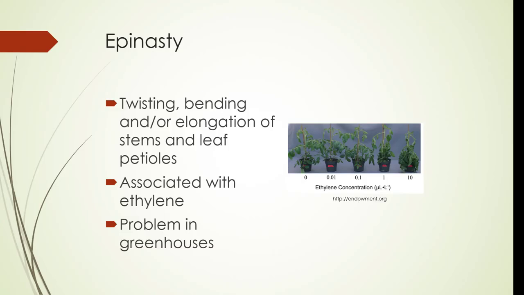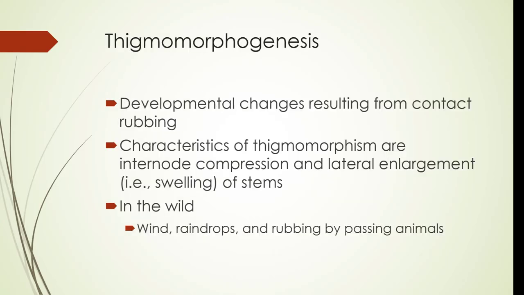Epinasty is the twisting, bending, or elongation of stems and leaf petioles. It's associated with ethylene, and this can be a real problem in greenhouses. You definitely want your plants looking healthy when you're trying to sell them. If you look on the far right here, you'll see a picture of something that's been affected by this epinasty. That's going to be a difficult plant to sell.